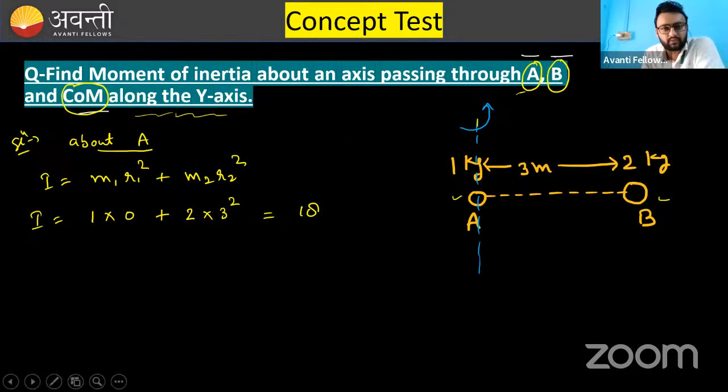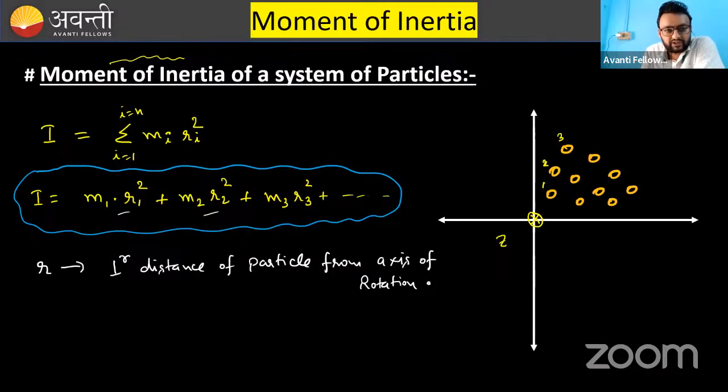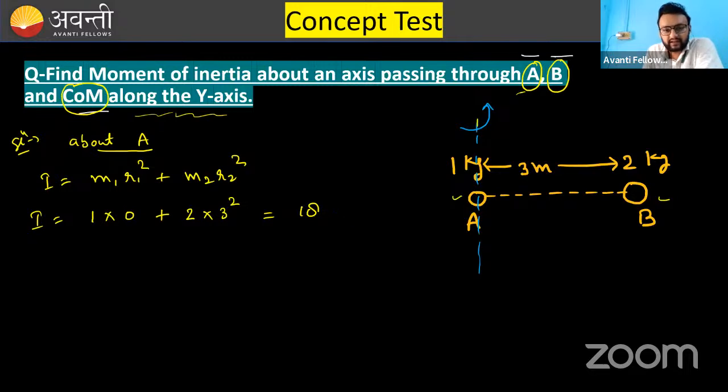Can you find the unit of this moment of inertia? Can anyone find the unit of moment of inertia? It's quite simple. Moment of inertia is mass into distance square. That is kg into meter square. So you can write the unit as well, kg meter square. This is about A.